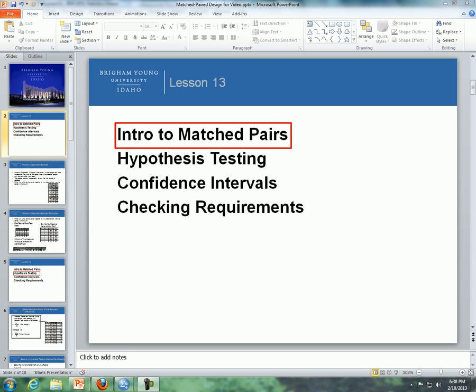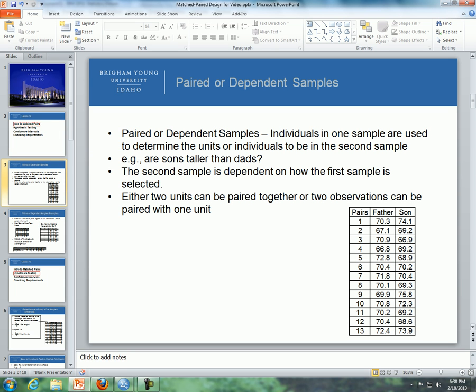In fact, you'll see that all throughout Lesson 2 we'll be covering a way of doing a hypothesis test, doing confidence intervals, and then checking requirements. So first let's talk about matched pairs, or paired or dependent samples. This is the type of data we need when doing matched pairs.